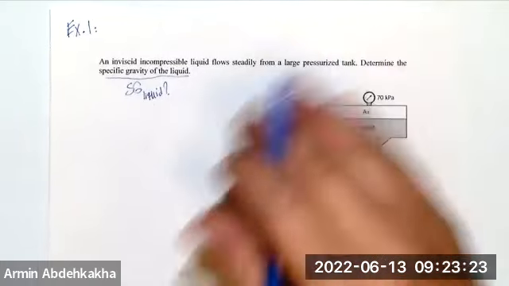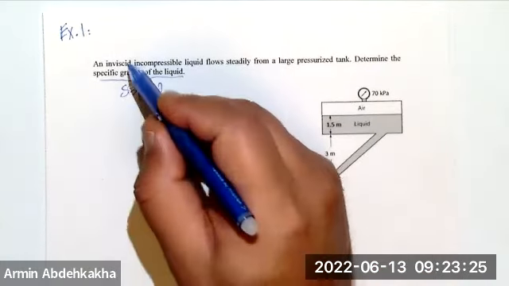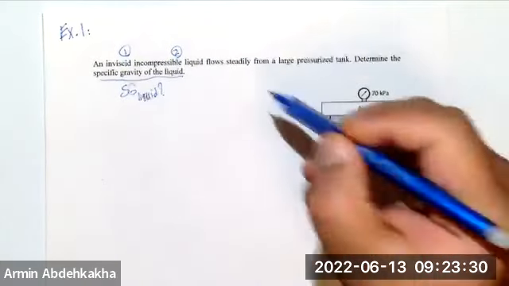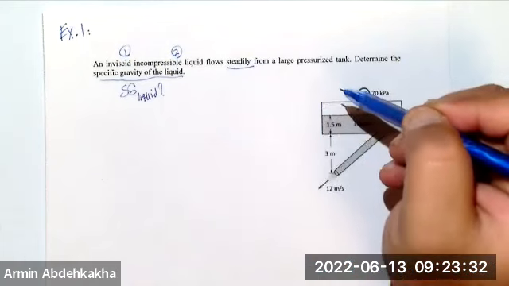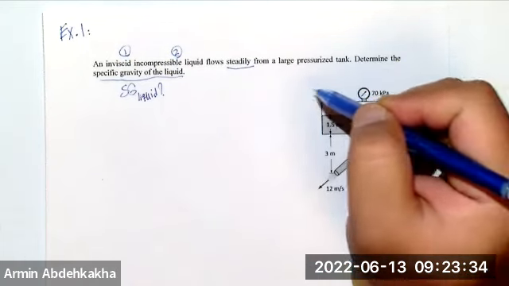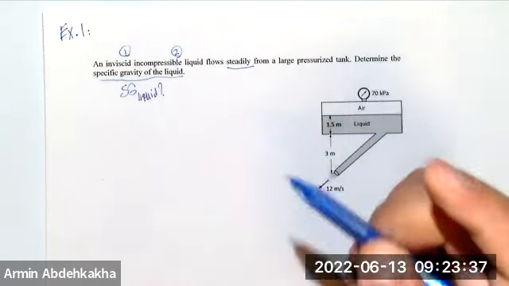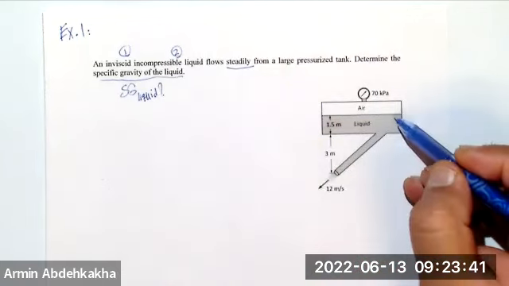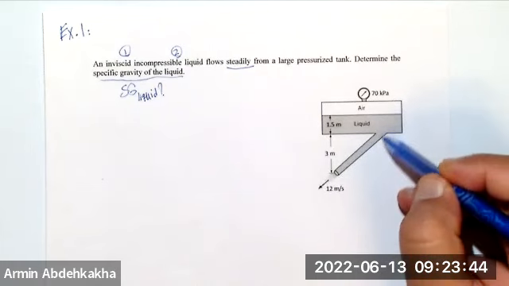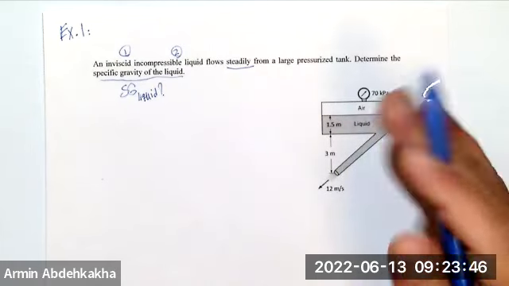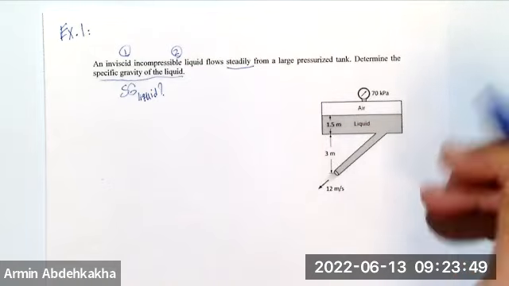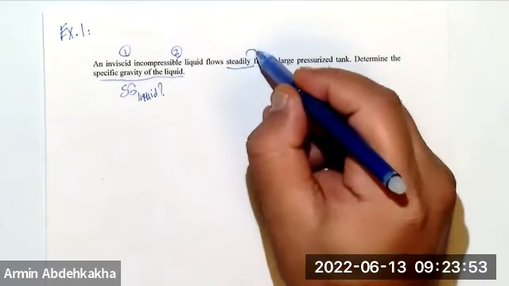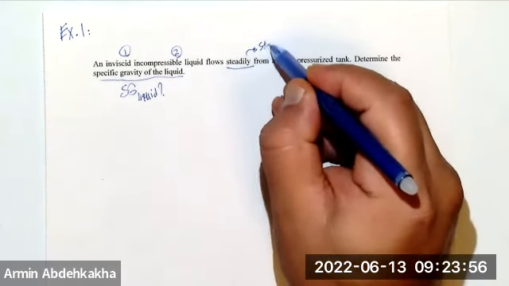Well, let's summarize the assumptions. First is inviscid. Second is incompressible. It flows steadily from a large pressurized tank. It gives you two hints. First, steadily means that it continuously comes in over time, because the tank is very huge, or you have a huge amount of liquid. So you can assume that the flow is steady.